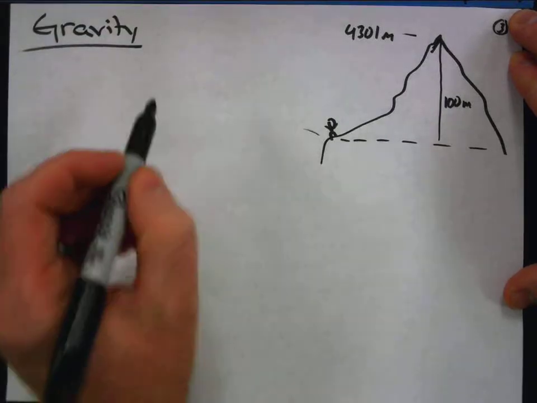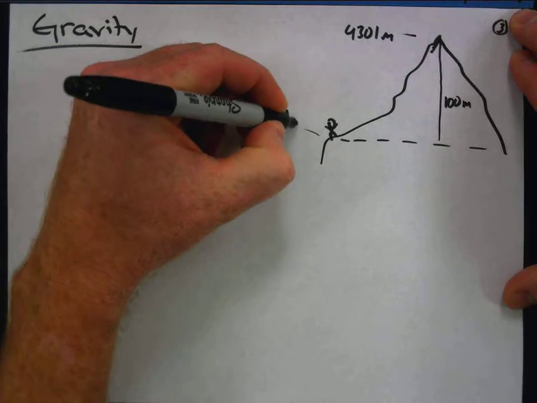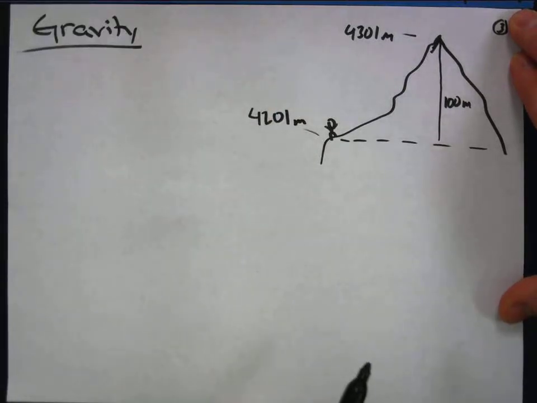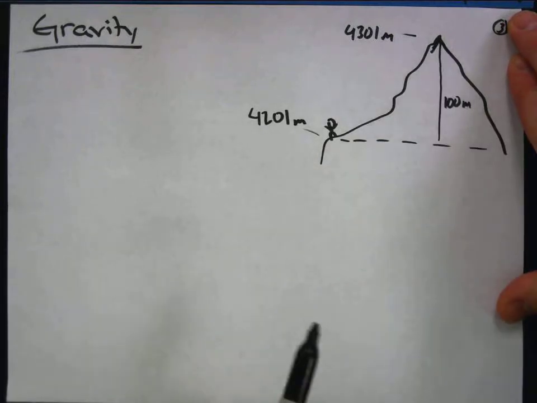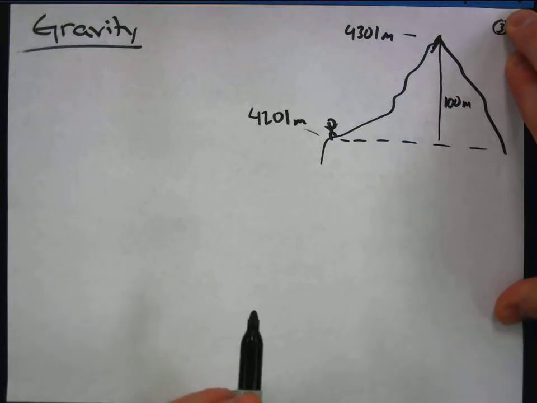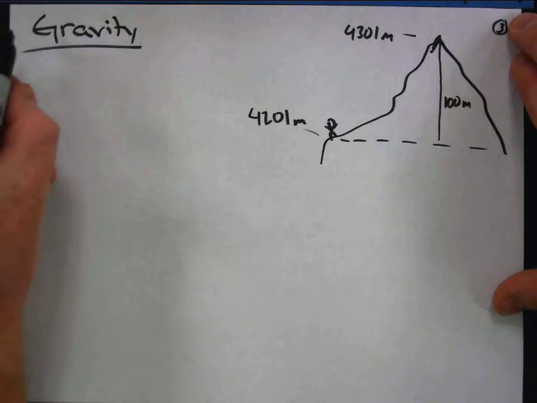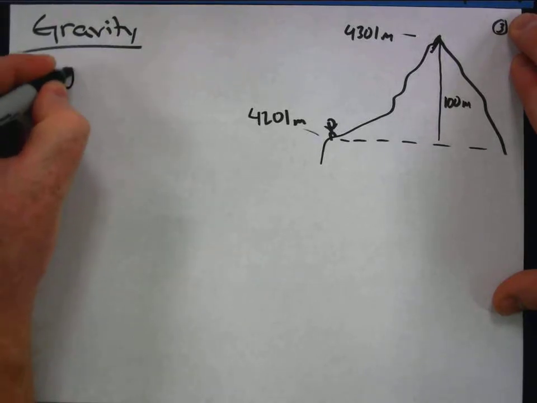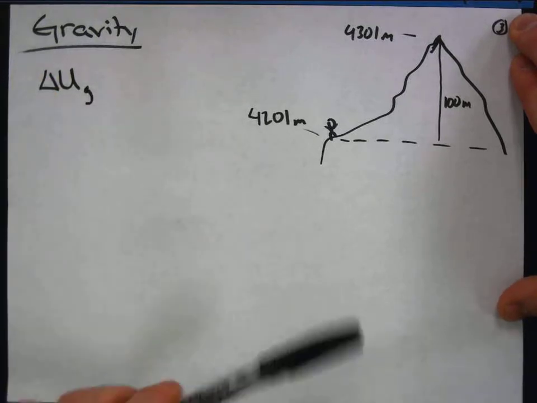How about the elevation where the climber starts? Well, we just take off 100 meters. 4,201 meters is this climber's starting elevation. So we're going to look for, as the climber ascends to the peak, what is the change in gravitational potential energy for our climber. We're looking for this in the form of gravity.